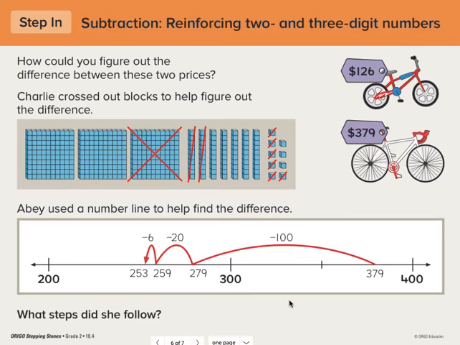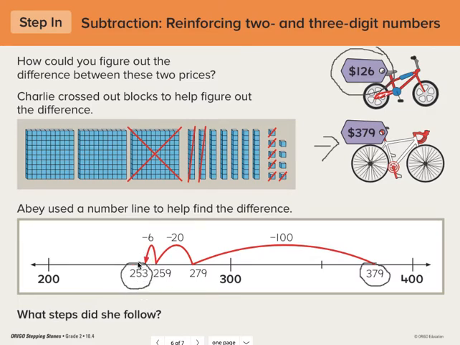What steps did Abby follow? You can pause the video if you want some more time to think about it. What did she do? You're the teacher, you can see her thinking. Okay, so we see here that she started at her bigger number, her total, right? And then she jumped back 100, jumped back 20, and jumped back 6. So right here represents how much this first bike costs. And then her jumps represent how much the second bike costs, right?